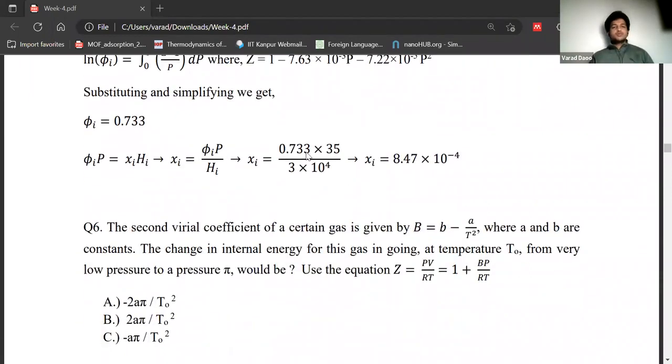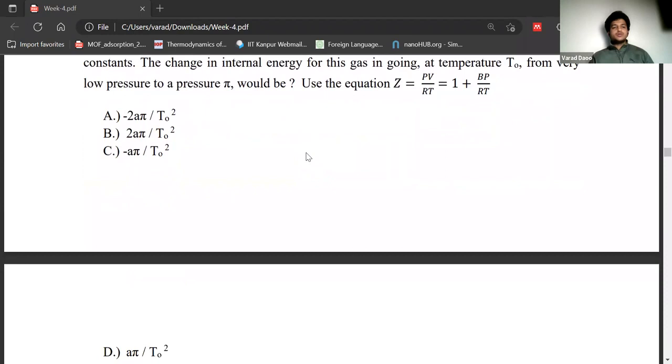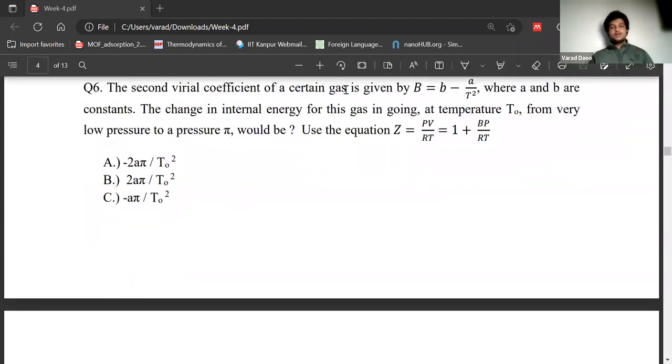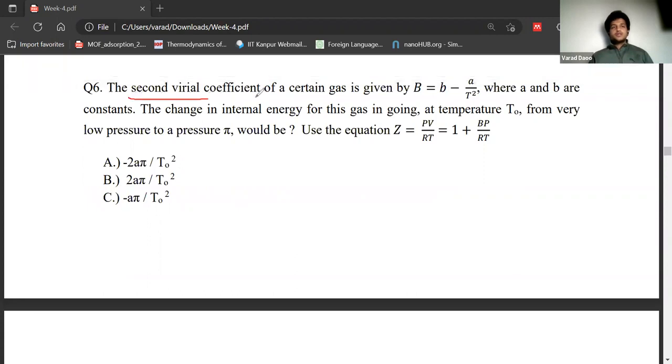Okay. We'll move on to the next question. This is also a difficult question, but you can try it. What we are given is that the second virial coefficient of a certain gas is given by this, where A and B are constants.